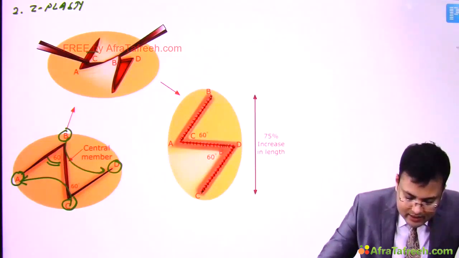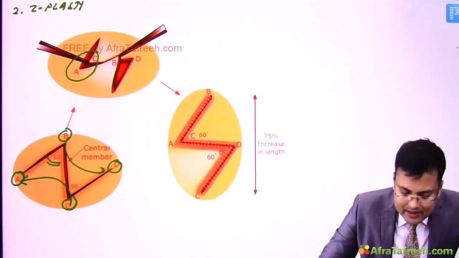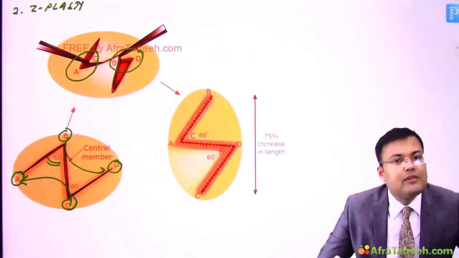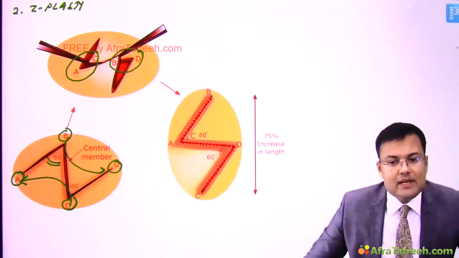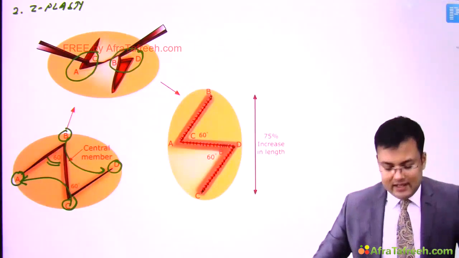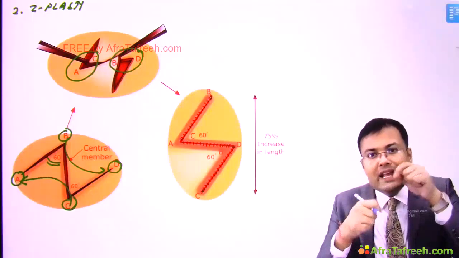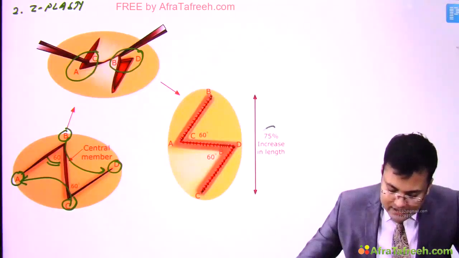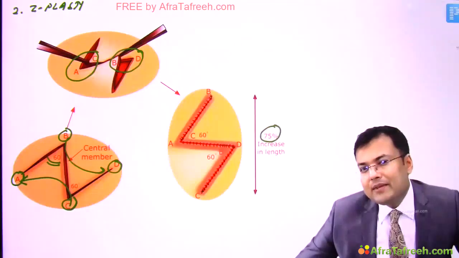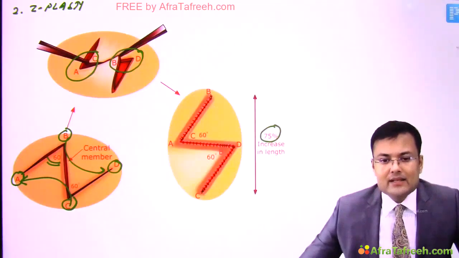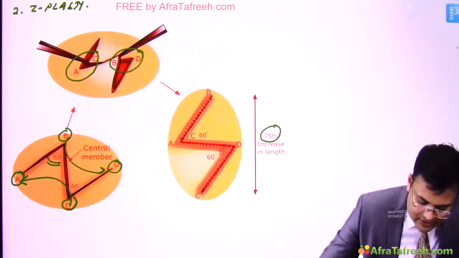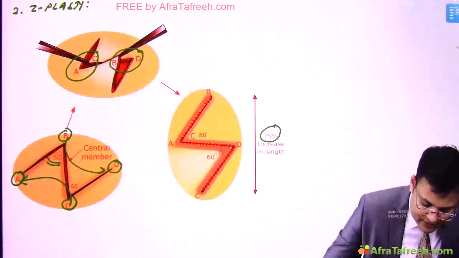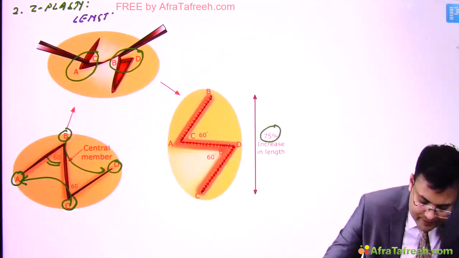So can you see here? The C is taken to point A, and D is taken to point B, and after that we are going to perform the suturing. So the final diagram is something like this. This Z plasty is mainly used for lengthening of scar and lengthening of tissue. Can you appreciate how much is the lengthening here? 75% increase in length by this Z plasty. Clear?